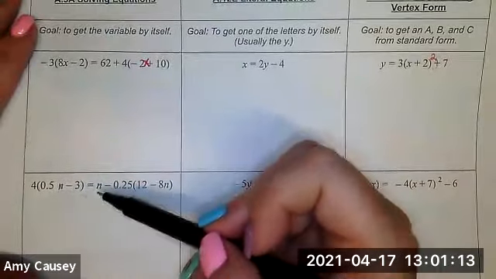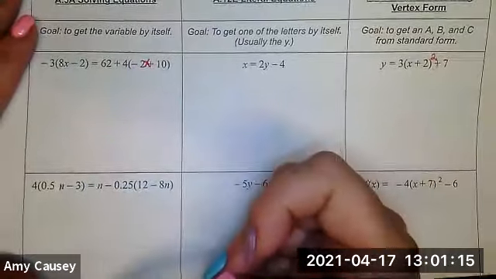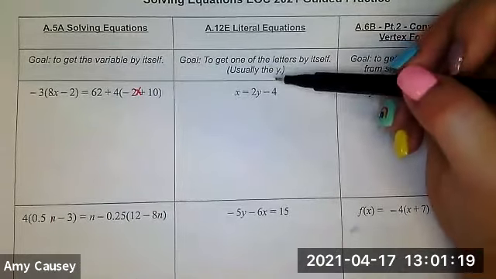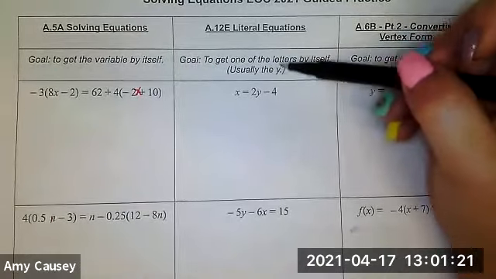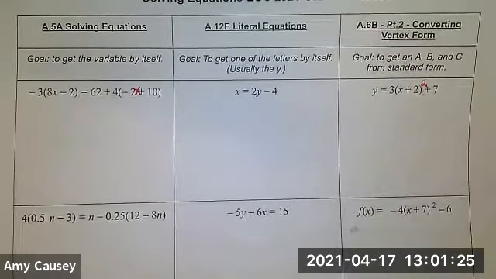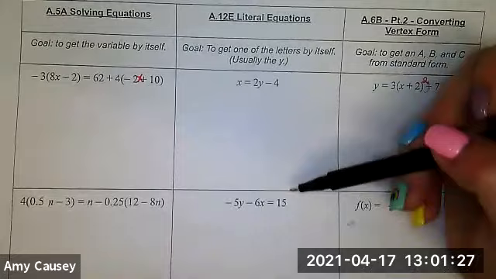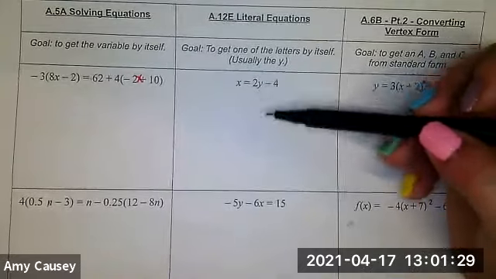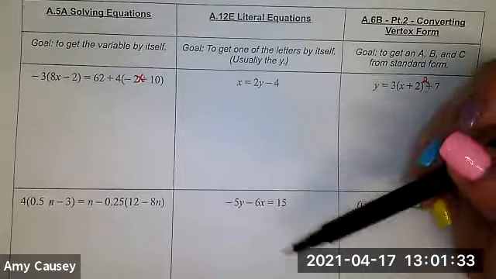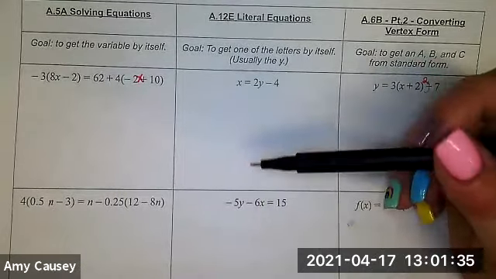The letter here is N. So the goal would be to get the N by itself. For literal equations, typically we want to get the Y by itself. It just kind of depends on what the question's asking, but most of the time in Algebra 1, we're needing that Y to be by itself, so that way we can graph it, find the slope, find the y-intercept, all those things.